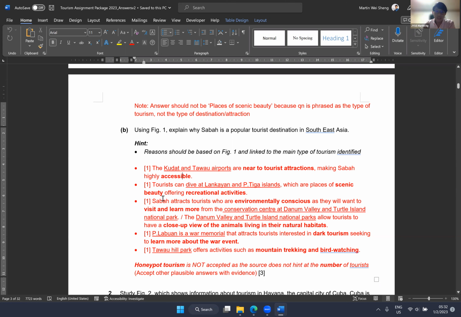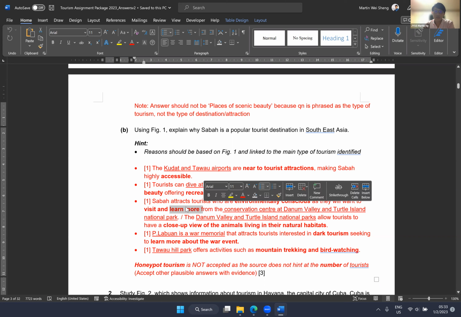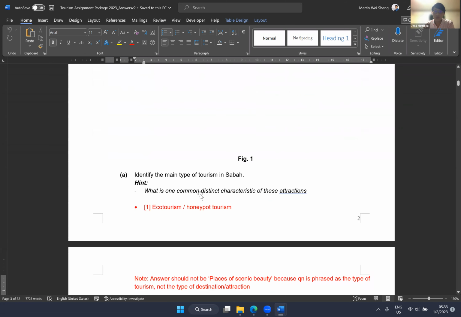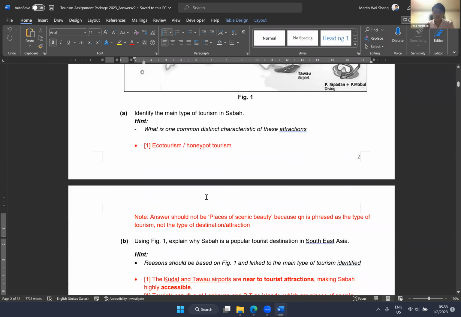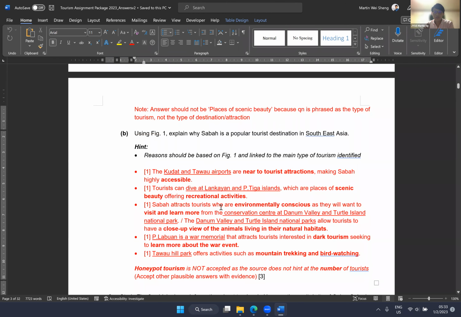Then next, Sabah also attracts tourists who are environmentally conscious. So they might want to visit and learn more. This one is related to ecotourism. So you see all this eco word over here, right? These are related to ecotourism. So they might want to visit and learn more, for example, at the valley with the turtle conservation. Then they want to go to the national park.